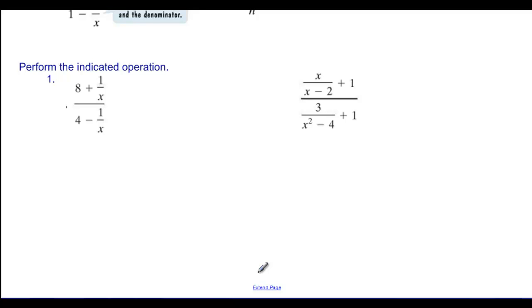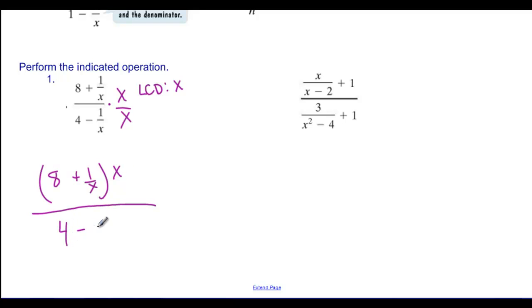The way that I think is easiest is to look at the denominators in the top half and the denominators in the bottom half and figure out what the least common denominator would be. So for number 1, whenever we're looking, we see an x and an x. So the LCD would just be x. So we're going to multiply this entire fraction by x over x. Because again, we can multiply by anything that's equivalent to 1. So what's going to happen is that we're going to have this 8 plus 1 over x times x, and this 4 minus 1 over x times x.